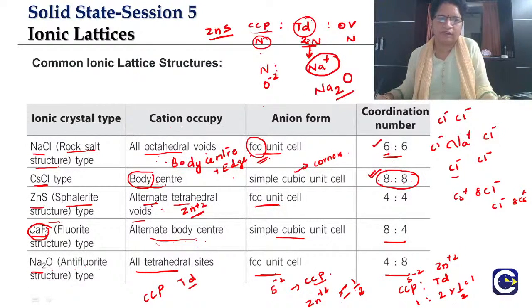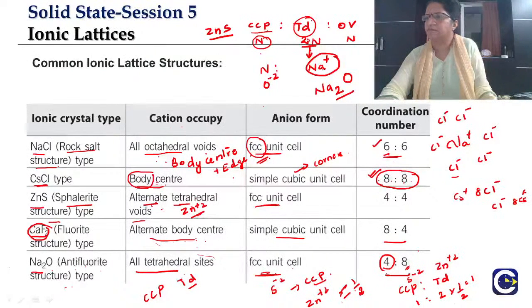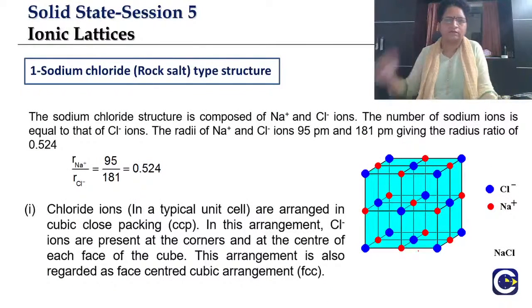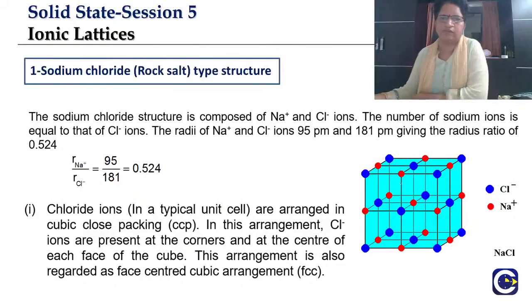In the sodium oxide anti-fluoride structure, the cations will occupy all the tetrahedral sites, while the oxide ions will form the FCC unit cell. So what will happen to the coordination number? There will be 4 oxide ions surrounding each sodium ion, but each oxide ion will be surrounded by 8 sodium ions. Shall I continue? Fine. It's very clearly shown, the positions of everything.